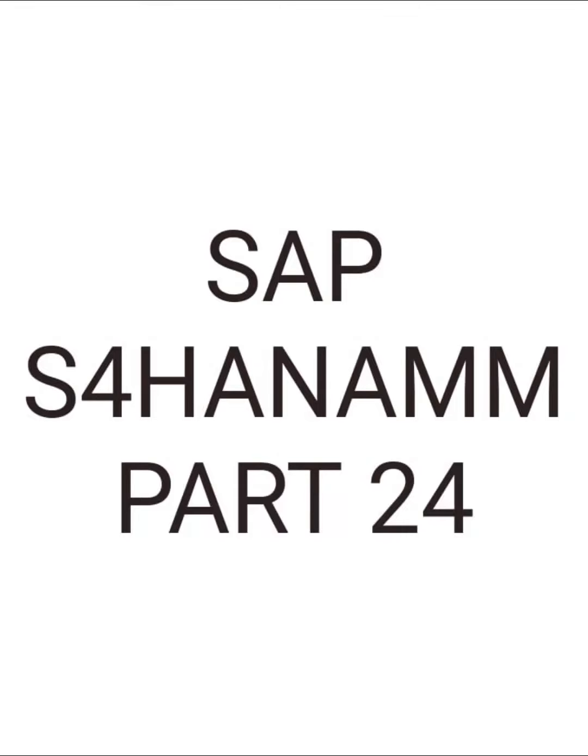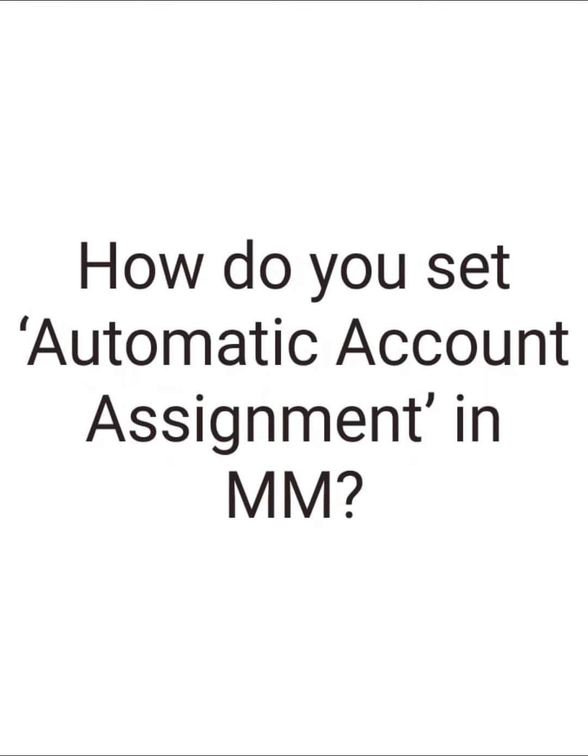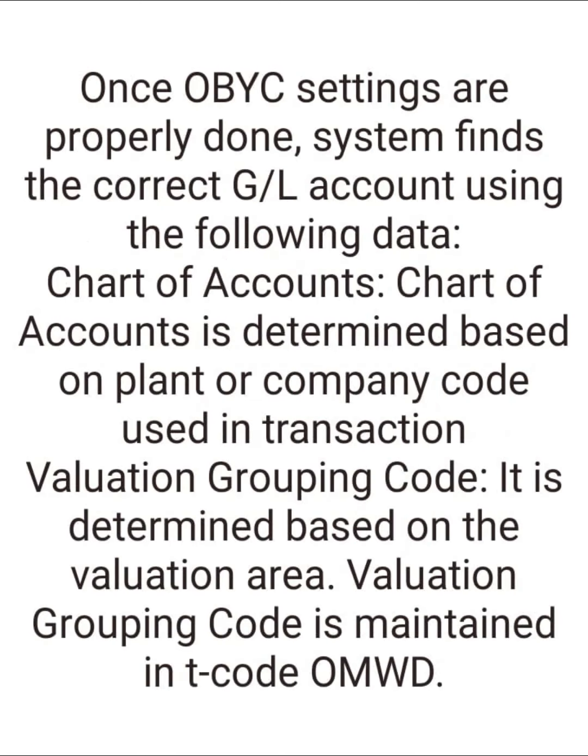SAP S/4HANA Part 24. How do you set automatic account assignment in MM? Once OBYC settings are properly done, the system finds the correct G/L account using the following data. Chart of accounts. The chart of accounts is determined based on the plant or company code used in the transaction.